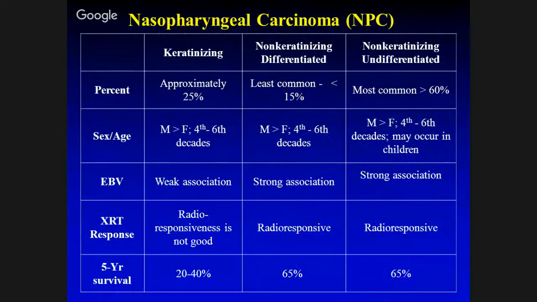And here's a chart just separating out. The most important thing is don't get hung up on differentiated and undifferentiated. Their biology and their radio responsiveness is identical. You just need to identify it as cancer. If you can separate them out, that's fine. If you can't, you just say nasopharyngeal carcinoma, non-keratinizing type.